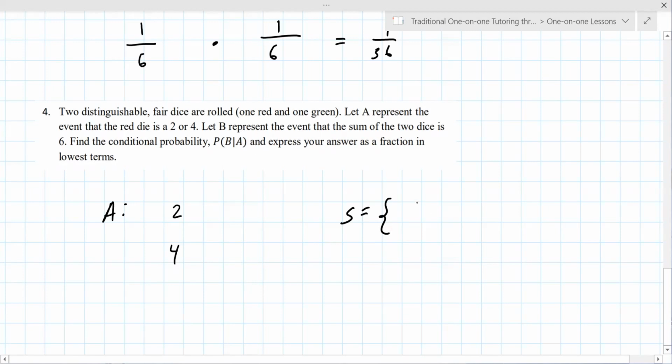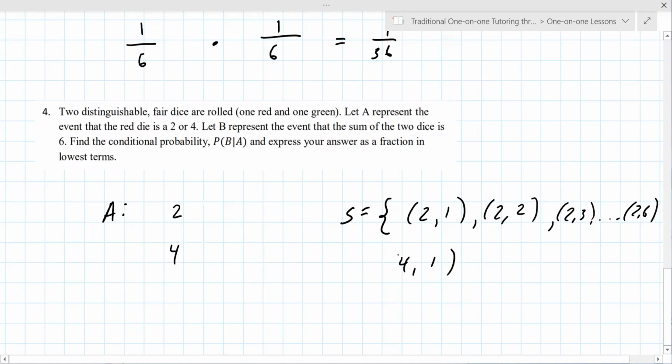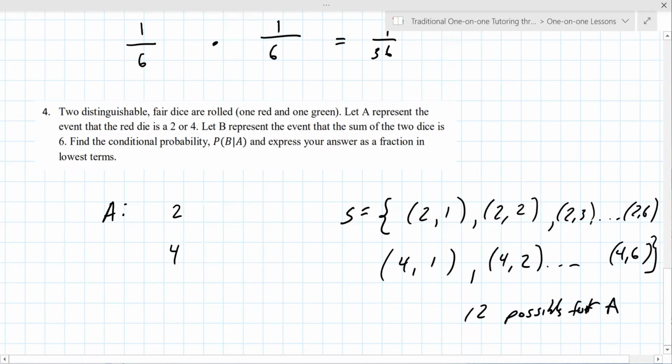So you could roll a 2 and a 1, that satisfies that. You could roll a 2 and a 2, and that satisfies that. The first one is A, and a 2 and a 3, and so on, all the way up to 2 6. But you could also roll a 4 1, a 4 2, and so on, all the way up to 4 6. So there's 12 possibilities for A. So given A, that's what you're asking: what are the possibilities?